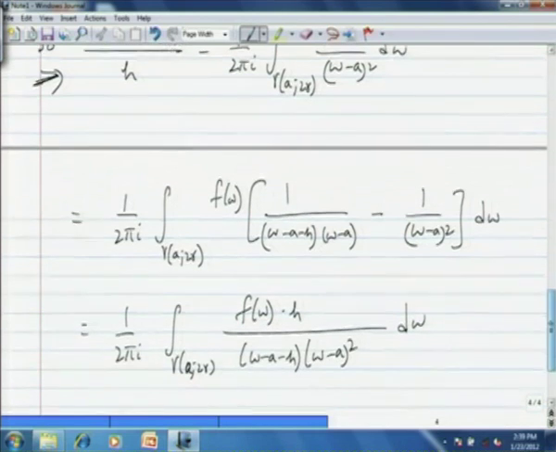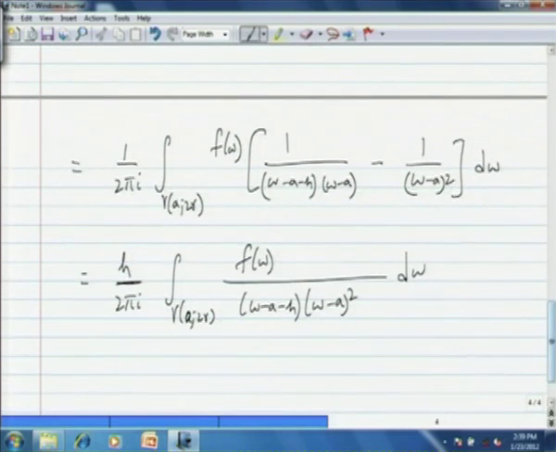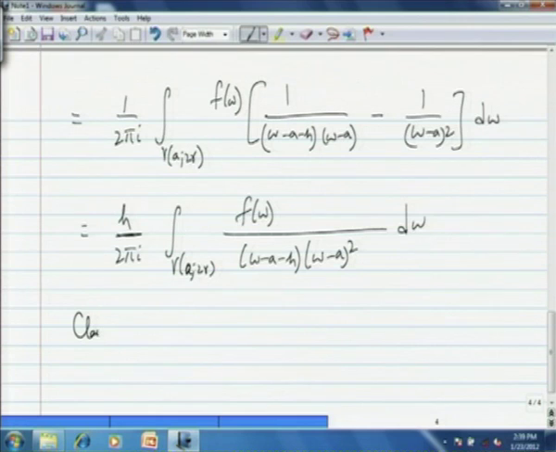So, I will transfer the h to the front, since it is free of the integration, so I will move that to the front. Now, here is the claim: as h approaches 0, this expression here tends to 0.